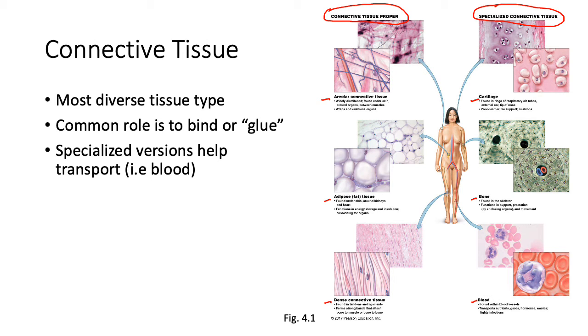While these guys are so diverse, they do have a common role, and that is to bind or glue other tissues together. So they all basically aid in connection between different cell types. But again, there are specialized versions that help with transport, and that's specifically the blood. So let's look at some commonalities between all of these different connective tissues.